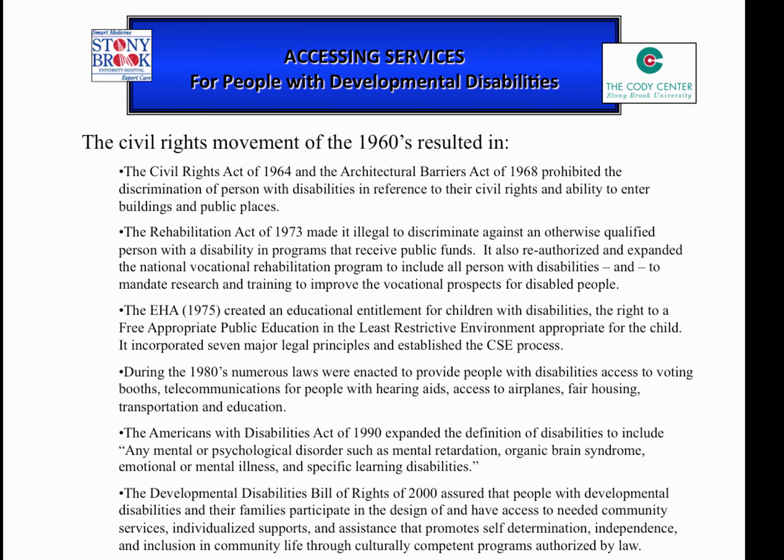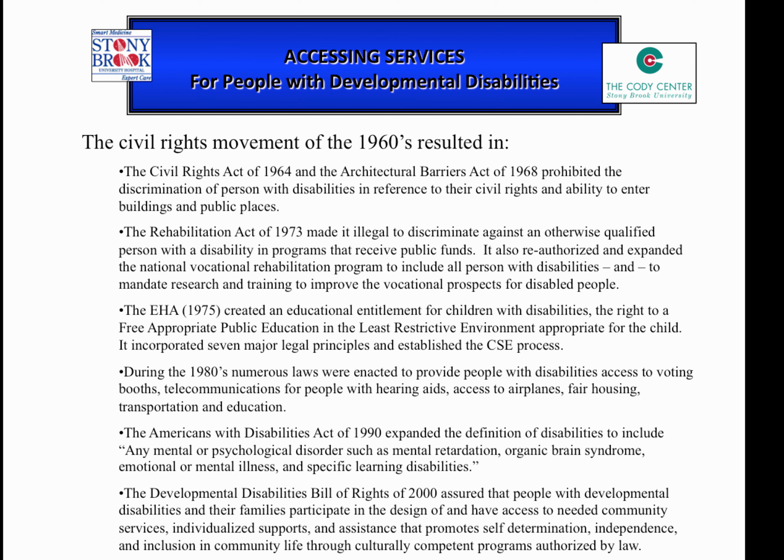The civil rights movement of the 1960s resulted in fantastic gains for the disability community. Some of the laws are mentioned below. The first act for you to be aware of is the Civil Rights Act of 1964, and also the Architectural Barriers Act of 1968. Both prohibited the discrimination of persons with disabilities in reference to their civil rights and their ability to enter buildings and public places.